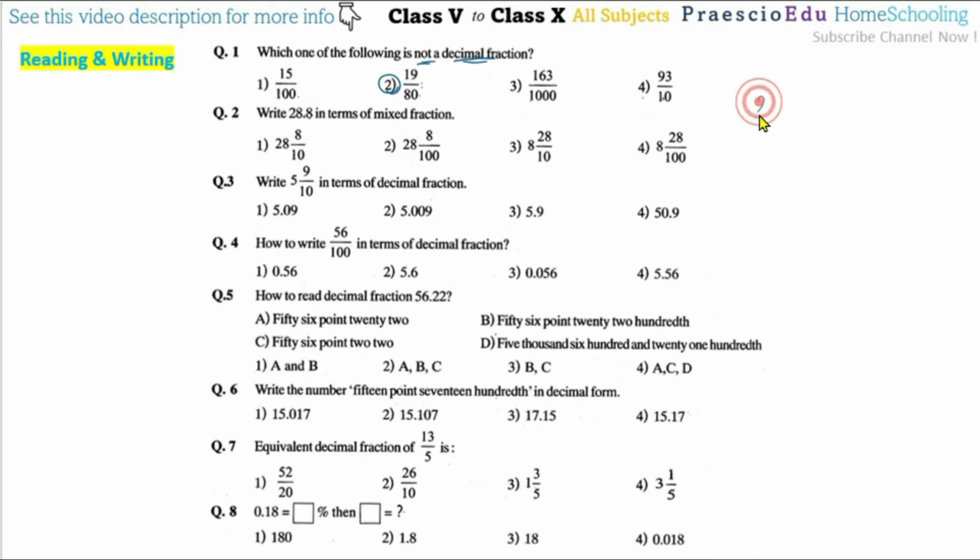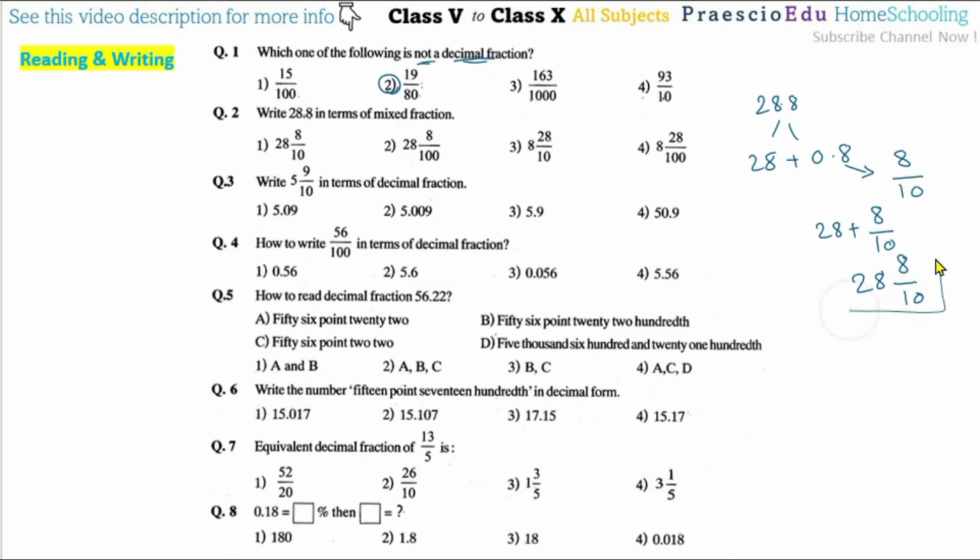Now question number 2, write 28.8 in terms of a mixed fraction. 28.8 means we can separate it into 28 plus 0.8. Now 0.8 is a decimal, we can write it as a decimal fraction, 8 by 10. So 28 plus 8 by 10, or 28 8 by 10. This is the correct answer and it is given in option number 1.